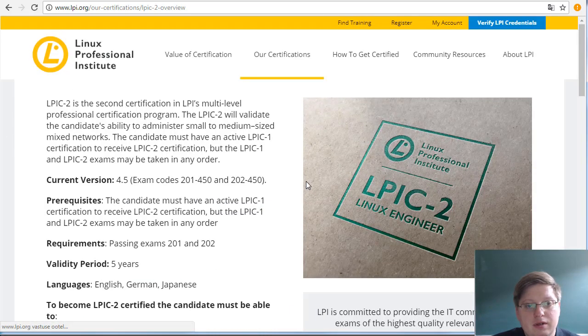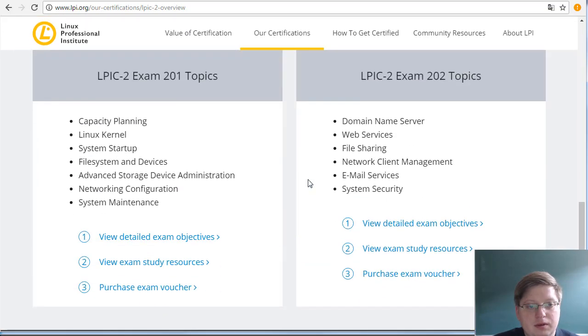In the second level, Linux engineer, they ask about capacity planning, the Linux kernel, system startup, file systems and devices and how they are managed. Advanced storage device administration, basically logical volume management and RAID systems. Network configuration, how to get IPs and so on, and system maintenance.